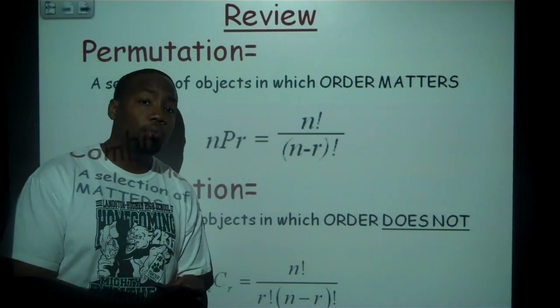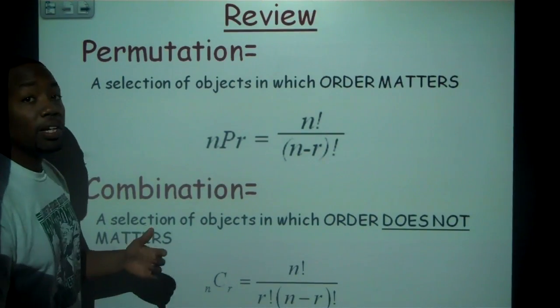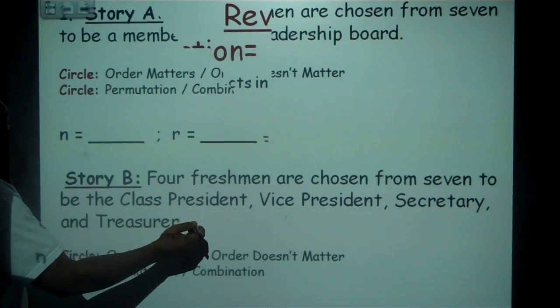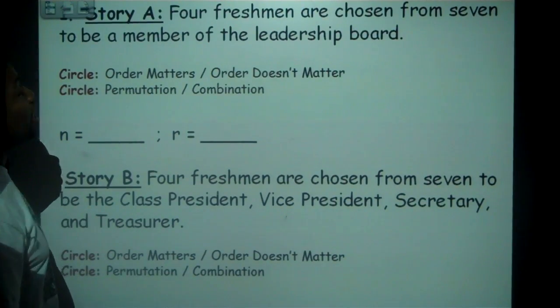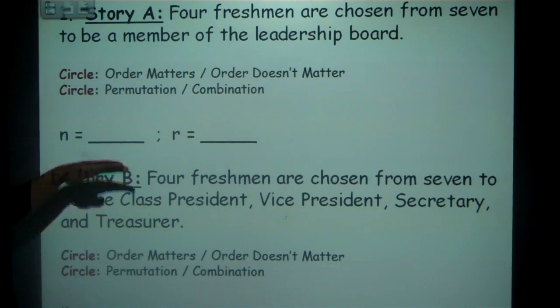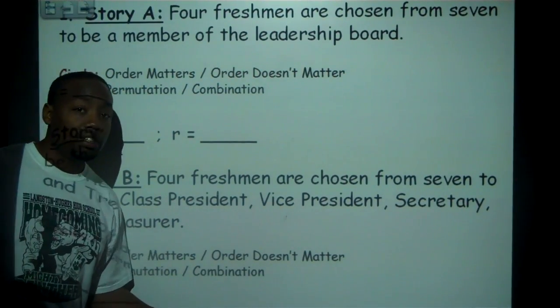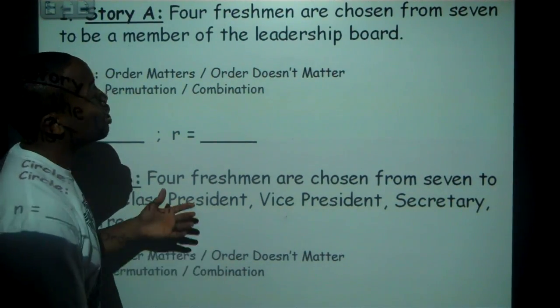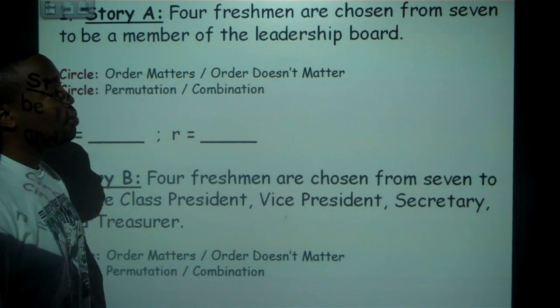So let's do a couple examples, and let's see how we can calculate it. First things first. So story A. We got story A, we got story B. One of these is going to be permutation, one of these is going to be combination. So let's break it down on which one is permutation, which one is combination.